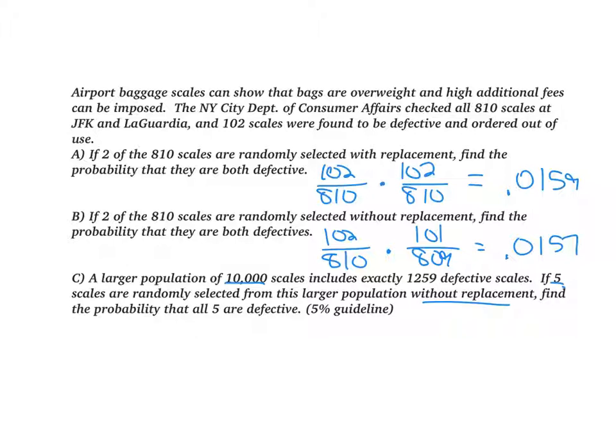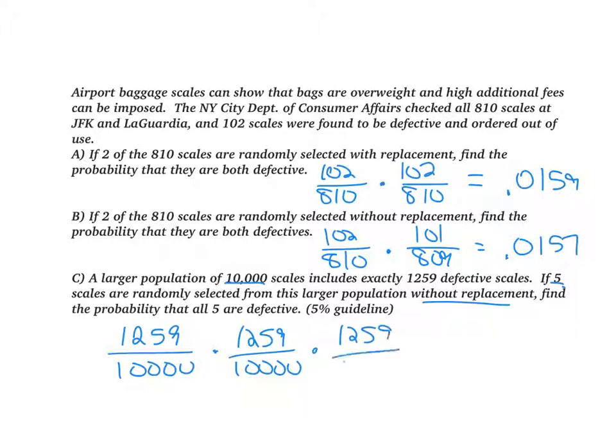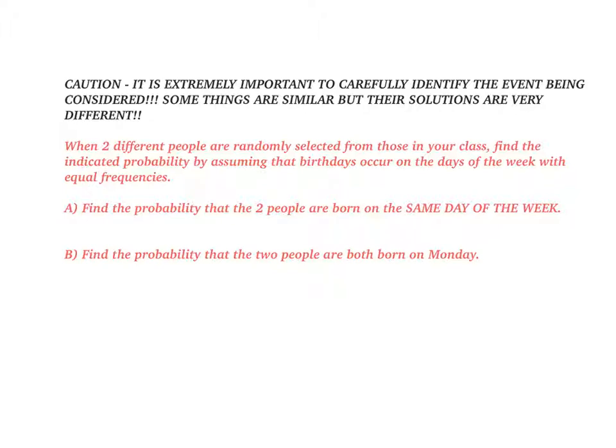So the first one, we would have a 1,259 out of 10,000 chance. And the second one, because we're going to act like we're replacing it, it's going to be the same thing. And the third one, because we're acting like we're replacing it, it's going to be the same thing. So it's basically going to be that to the 5th power. Punch it in your calculator. It's going to be so stinking small. It's 0.0000316. Remember, 3 sig digs with probability. All right, so hope this is starting to make a little bit of sense to you, the difference in the independent and the dependent.